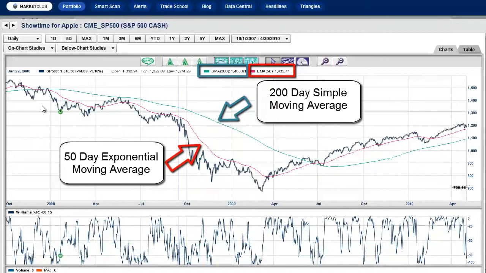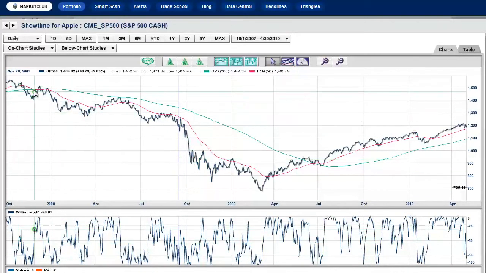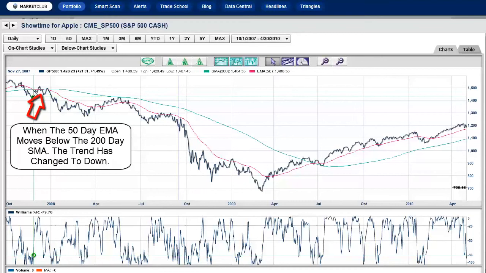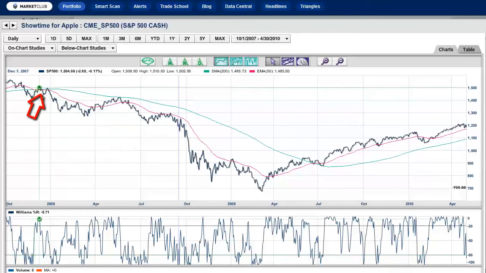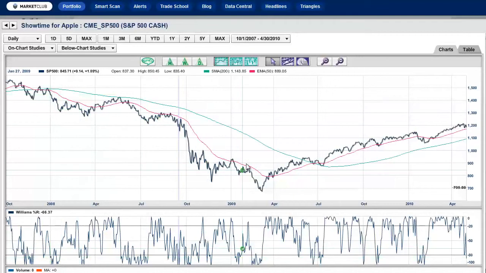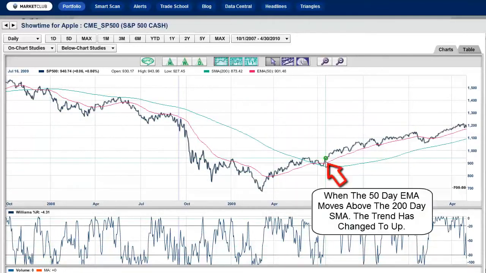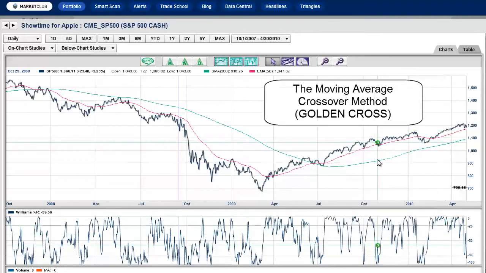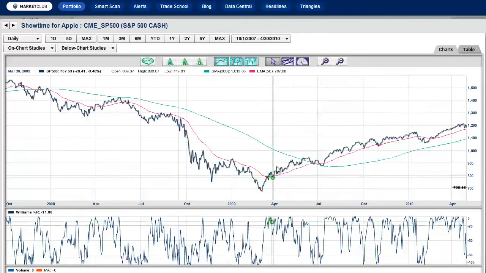Now the theory behind this is when the red line goes below the green line, then that's a change in the trend and you should be out. And as you can see, it worked very, very well here. And when it crosses over, then you should be a buyer and you should stay in until the cross goes the other way. It's called a golden cross. There's a lot of people who follow this and believe in it, and it works longer term. You don't buy the bottom and you don't sell the top, but you get the big fat part of the move.